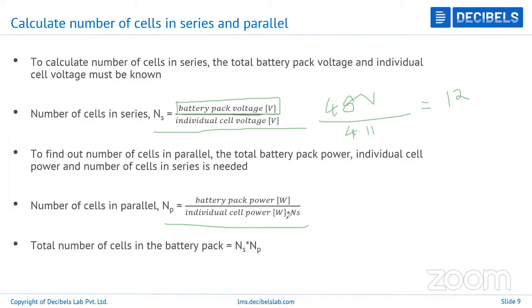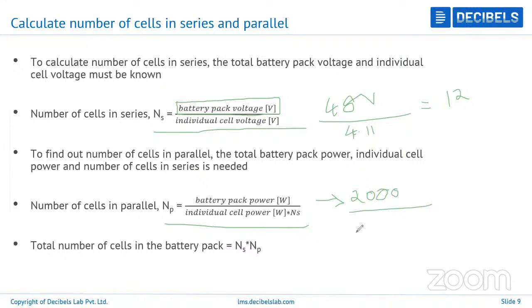Now you have to find out the number of cells in parallel. So here also, let's assume an example. Let's assume that you are designing a battery pack of 2 kilowatts. So we're assuming that we are designing the battery pack for 2 kilowatts. So that's 2000 watts, divided by individual cell power.